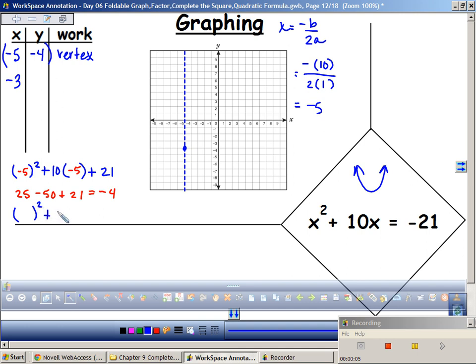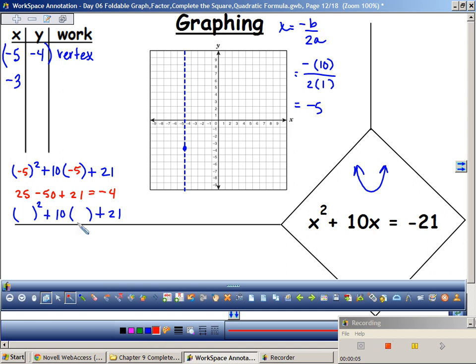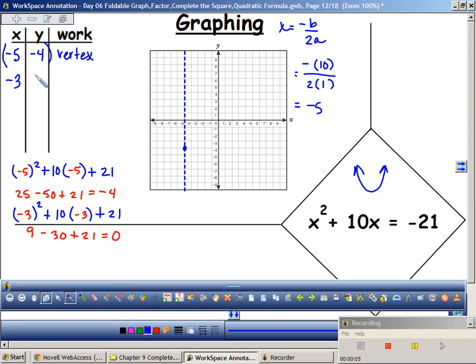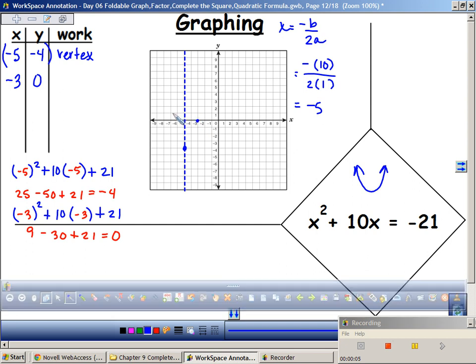If I plug in negative 3, I get positive 9 minus 30 plus 21 makes 0. Good. Negative 3, 0. We know that our graph must be symmetrical, so what would be the other 0? Negative 7.